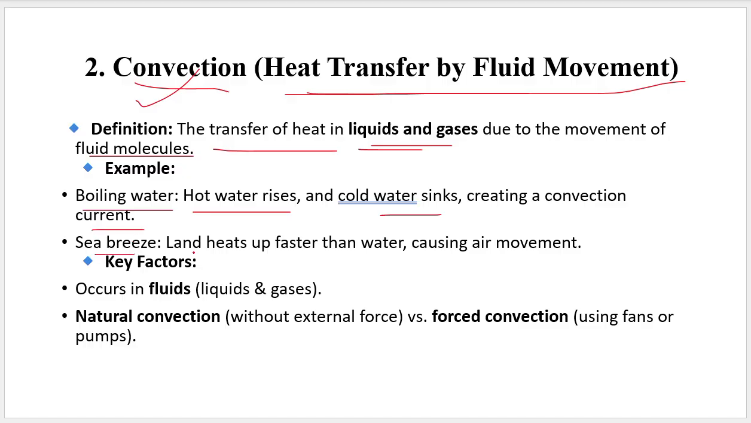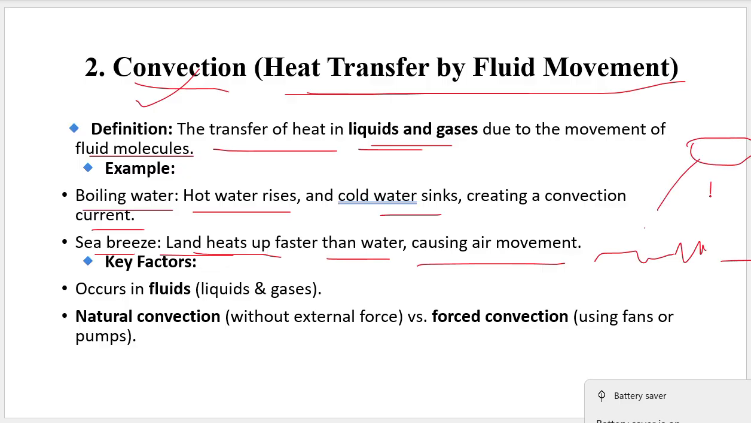Sea breeze. Land heats up due to the sun. Due to the sun, the land heats up faster than water. If you know it already, land always heats up faster than sea. Causing air movement. Just take an example: this is land and this is sea, and the sun rays are coming equally on both, but here the land will become hot faster than the water.